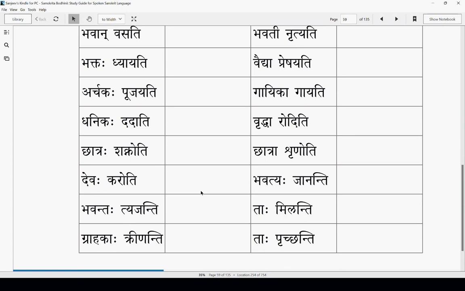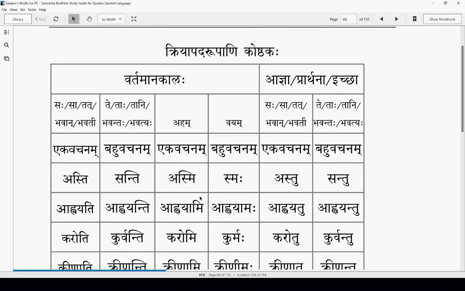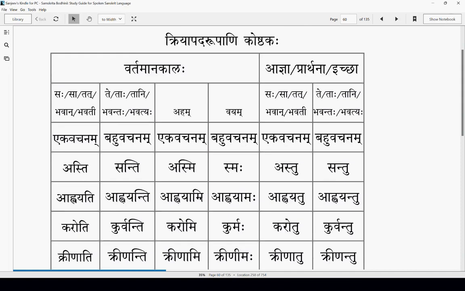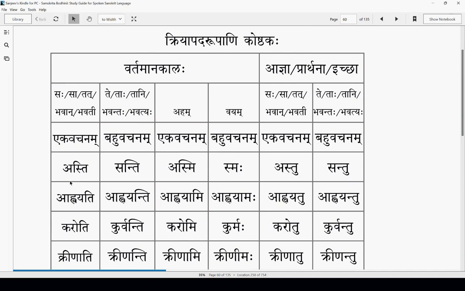And shrunoti, shrunotu. There is a table here, the Vartamana Kala Ajna Prarthana, which for your reference we can go through. For as dhatu, asti means exists, bahuvachanam santi, aham asmi in the Uttama Purusha, and vayam becomes smaha. Slightly different form again, because this is very commonly used. One should be knowing these forms. So when we say te santi, taha santi, balakaha santi, we can use this bahuvachana form, aham asmi, vayam smaha. And then ajna prarthana becomes astu, santu in bahuvachanam, prathama purusha.